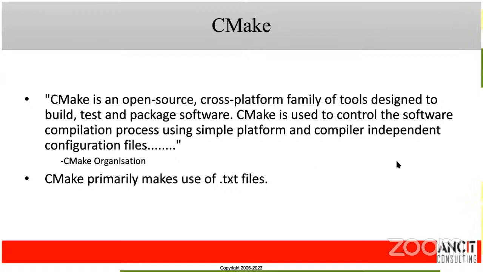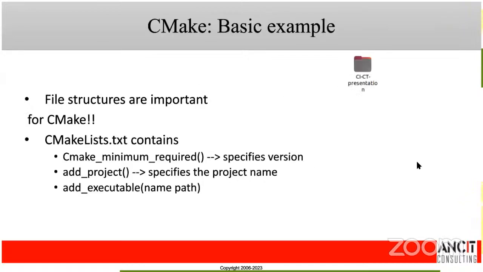So CMake primarily uses .txt files, and I cannot stress this point enough. The file structure when it comes to CMake is very important, and the reason is that for every layer of your project you need a CMakeLists.txt file.